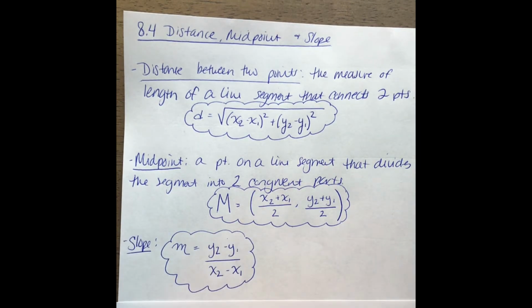And last but not least, slope. We know that's going to be telling us the steepness of the line. Change of y's over the change of x. We've talked about this before. Y sub 2 minus y sub 1 over x sub 2 minus x sub 1.